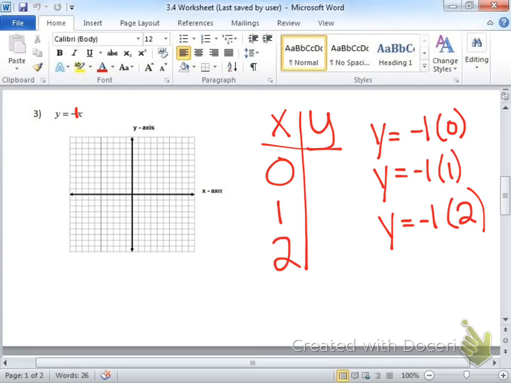What is 0 times negative 1? 0, good. What is 1 times negative 1? What is negative 1 times 2? Good. And then those are the 3 you're going to graph. So 0, 0, 1, negative 1, 2, negative 2. That's forming a straight line, so I'm feeling pretty good. Connect it and put your arrows on the end.